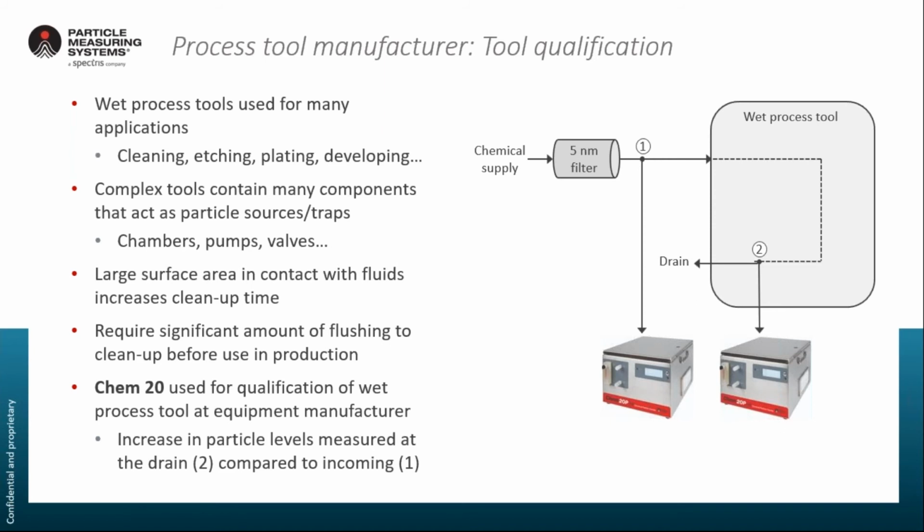So the example here shows the Chem20 being used for the qualification of a wet process tool at a tool manufacturer. And the Chem20 is sampling from two sample locations. Sample location 1 is at the inlet of the tool immediately after the chemical is filtered to 5 nanometers. So this provides the baseline particle level. And then another measurement is performed at sample location 2, close to the outlet of the tool or the drain. And the difference between the measurement at these two points tells you how many particles are added to the chemical by the process tool.